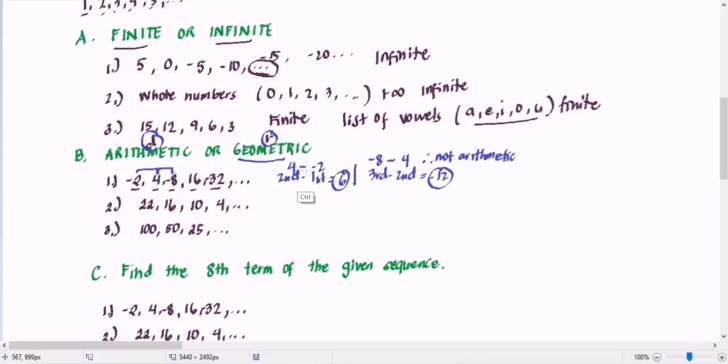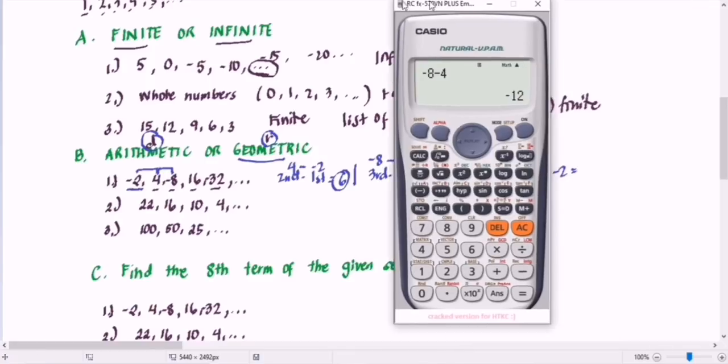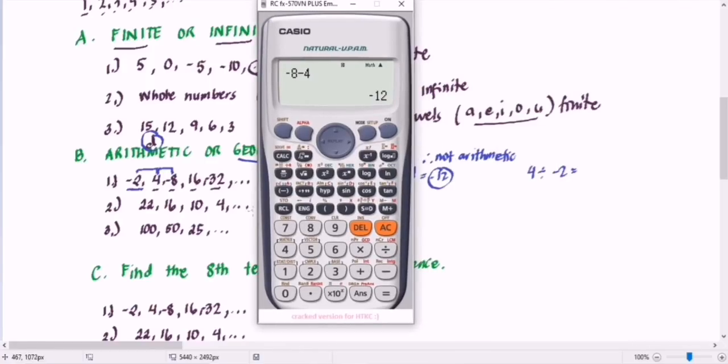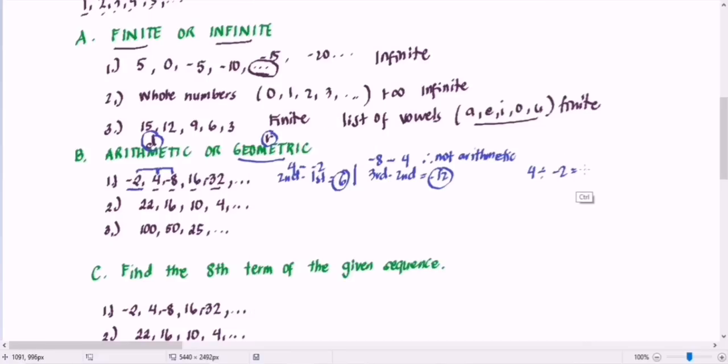So, kanina 4 minus negative 2. Ngayon, 4 divided by negative 2. So, test natin. Second term muna divided by the first term. So, divided by negative 2. I-calculate natin para siguradong tama yung magiging sagot. So, 4 divided by negative 2 is equal to negative 2. So, check natin yung pangalawa. Kailangan common. Ibig sabihin, dapat parehas sa una mong sagot.